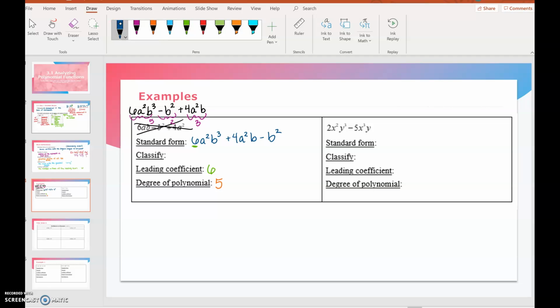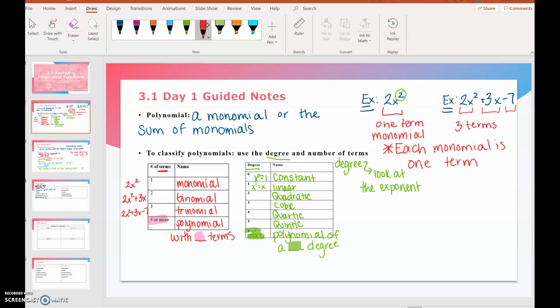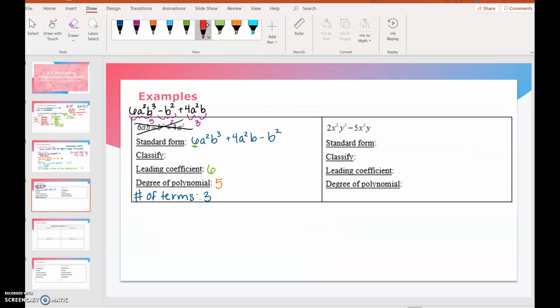Another thing to note is it might be helpful to just say number of terms. So how many terms are there? In this case, we have 1, 2, 3. We have 3 terms. So to name it, we have 3 terms, so it's a trinomial and a degree of 5. So it's a quintic trinomial. Go ahead and pause the video, try the next one, and then check your answer.